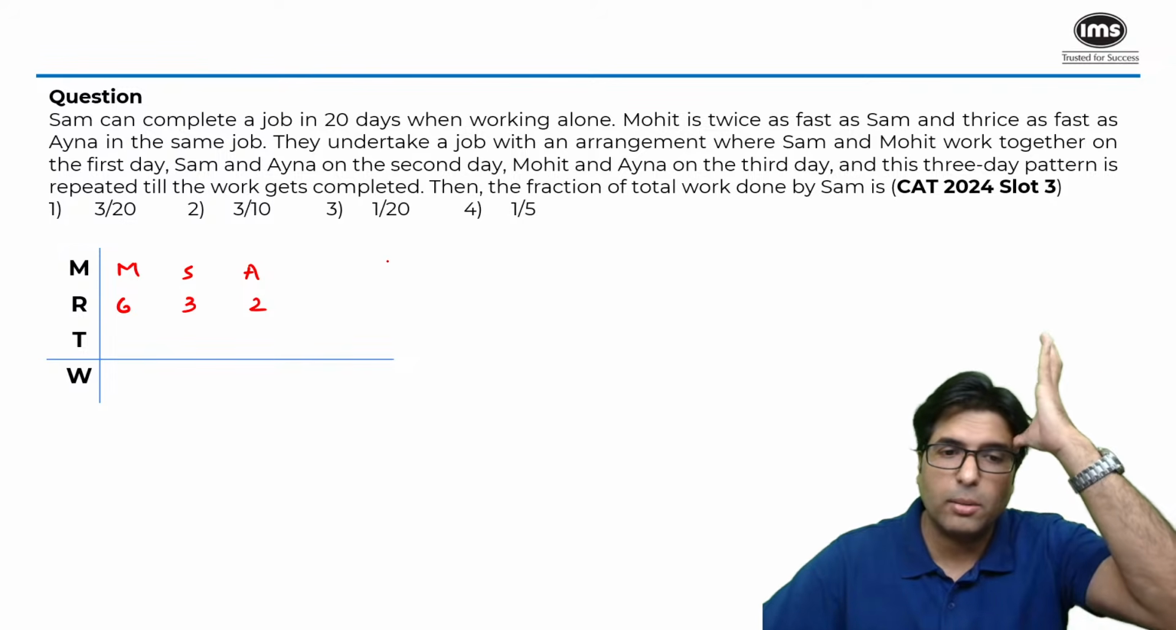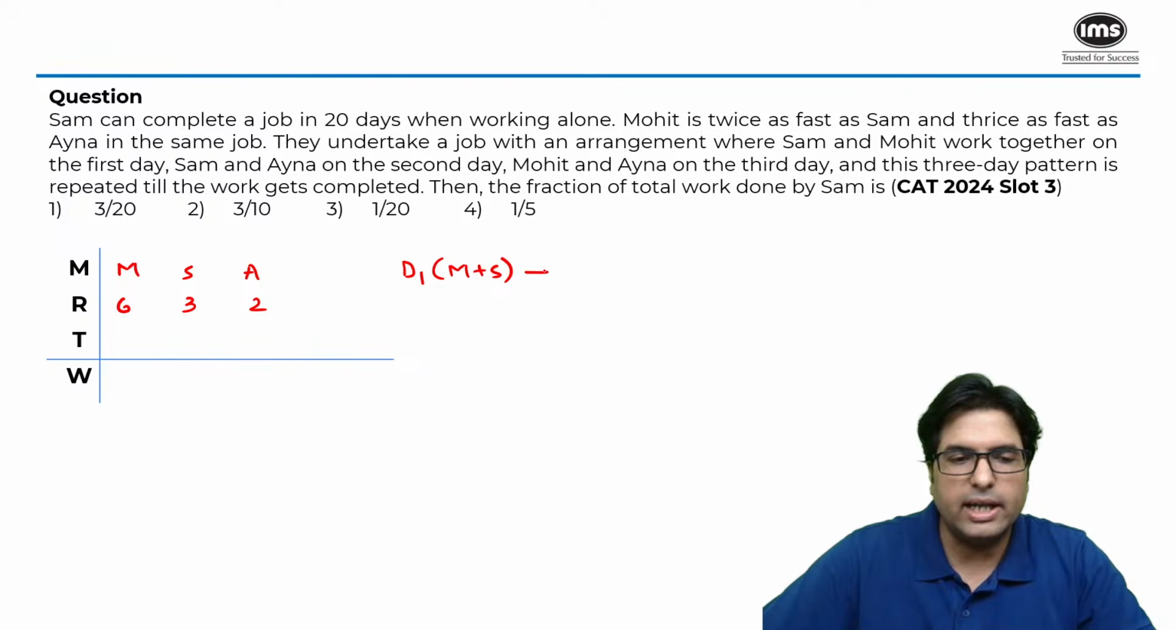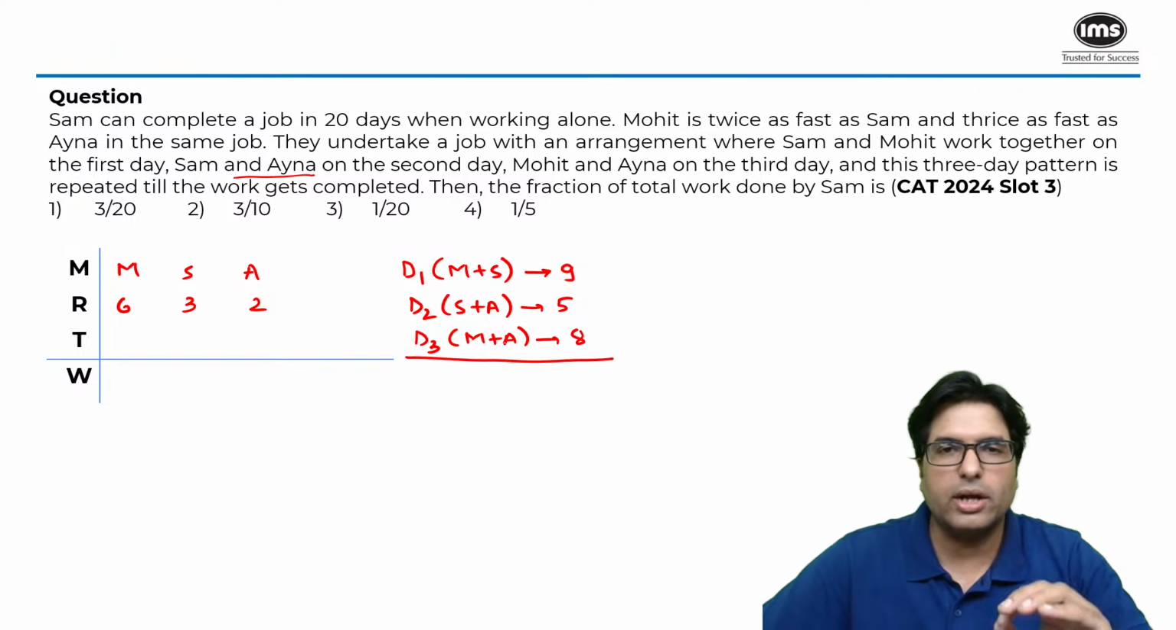Now they undertake a job with an arrangement where Sam and Mohit work together on the first day. So for day 1, you have the combination of M plus S and they will finish 9 units of work. Then Sam and A on the second day. So day 2, you have S plus A, and 5 units of work get completed. And day 3, you have the remaining people, M and A, so 8 units of work get completed. And this pattern goes on. You can replicate this pattern of 3 days over and over again.